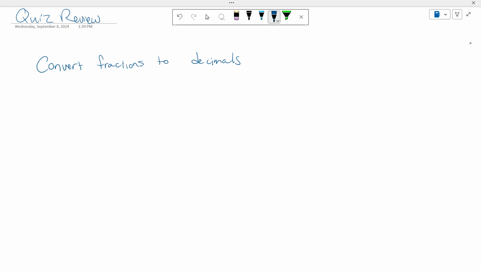So if we have the fraction 5/8, on your calculator, take 5 divided by 8. And what do you get as a decimal? What's 5 divided by 8? 0.625. And it ends right there. Nothing repeats. Okay, so we're good there.